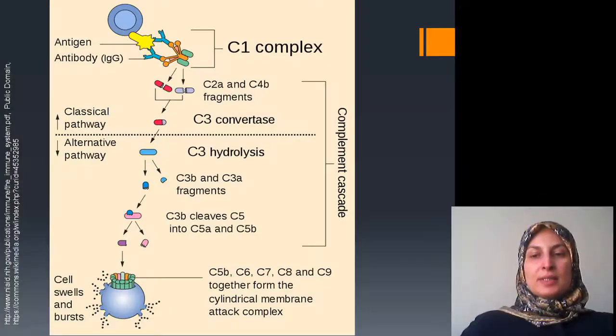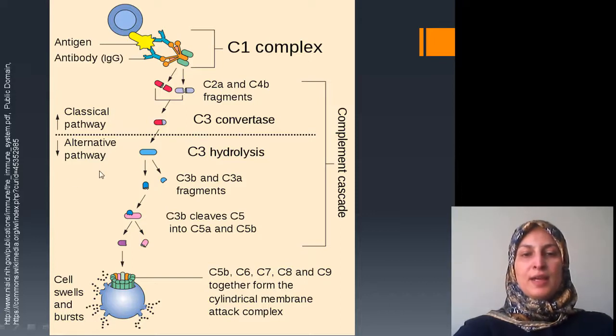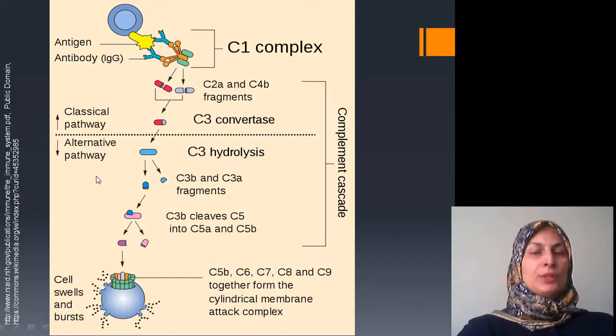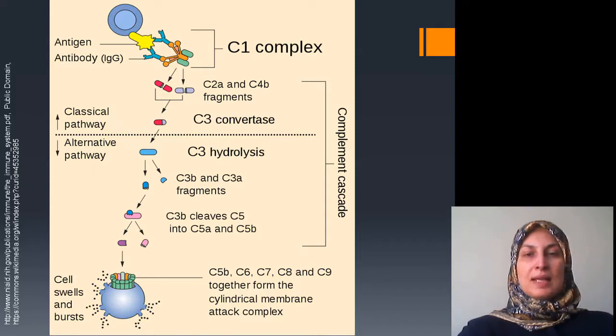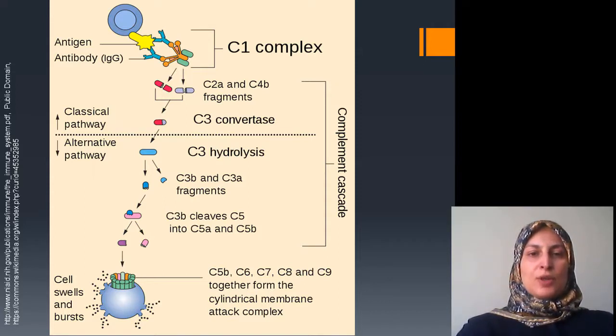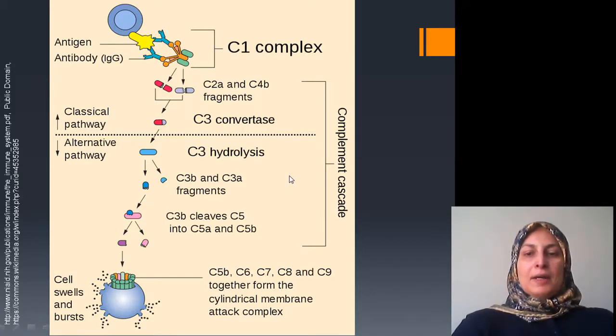This image shows us the two different pathways that are used to activate the complement proteins, the classical pathway and the alternative pathway. We don't need to go into much detail in understanding the complement system cascades. However, I'm going to give you a brief overview so we know what is going on in the complement system.